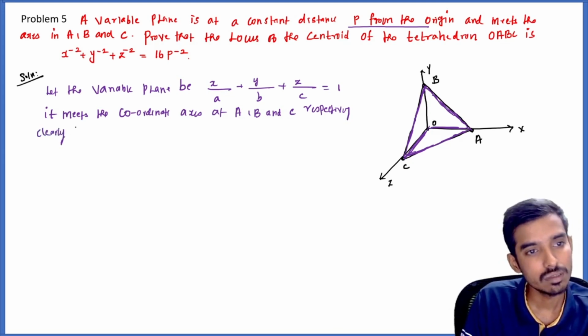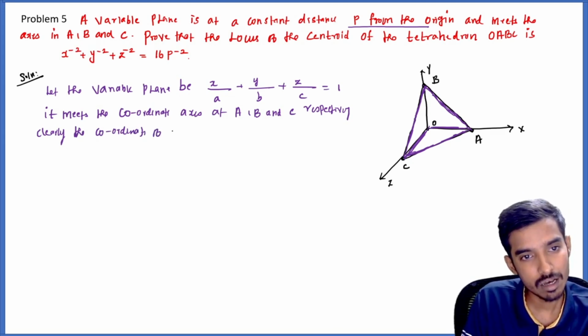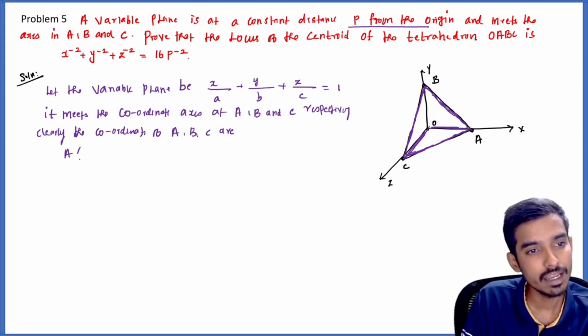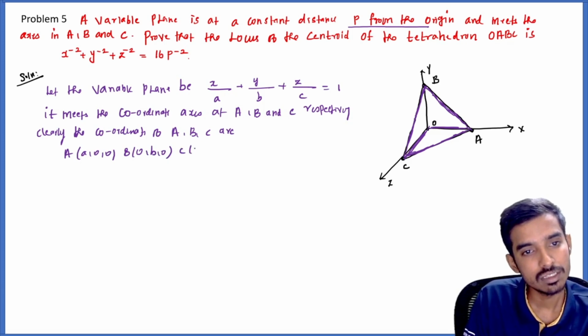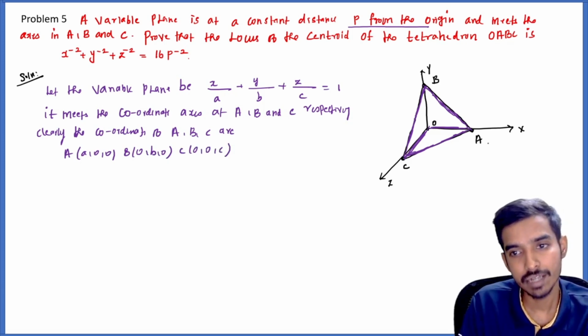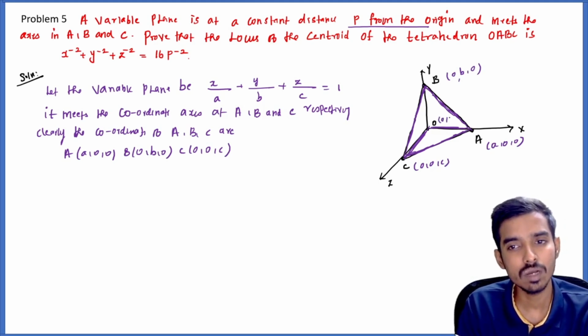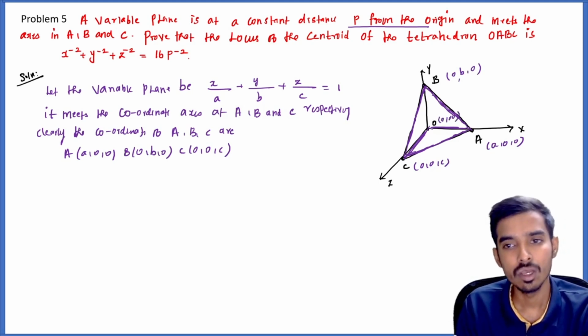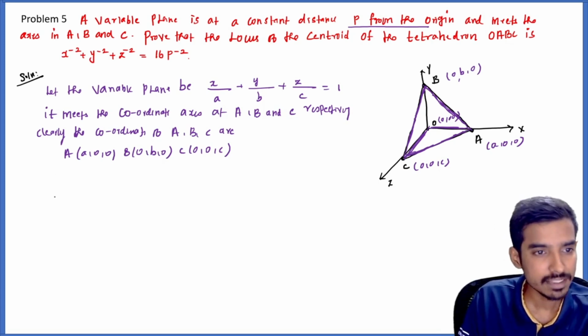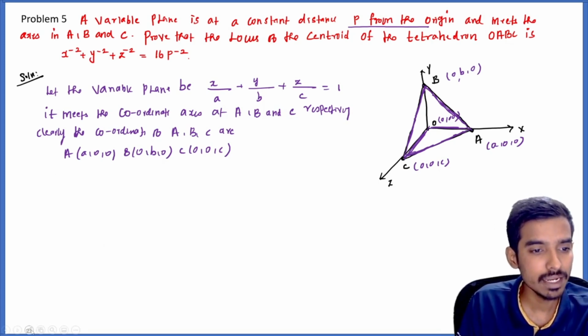Clearly, the coordinates of A, B, C are, what is A? A is (a, 0, 0), B is (0, b, 0), C is (0, 0, c). Right? This point is (a, 0, 0). This point is (0, 0, c). This point is (0, b, 0), and this origin is (0, 0, 0). Right? Now, the perpendicular distance between the plane and the origin is p.